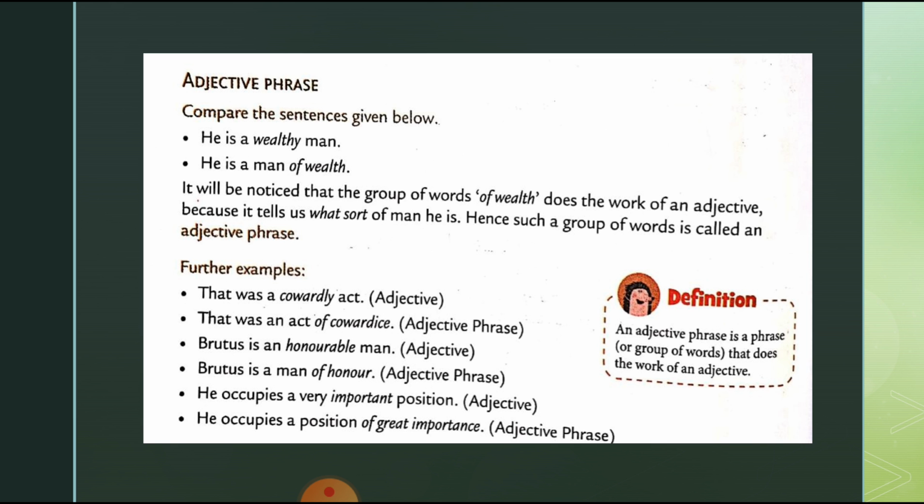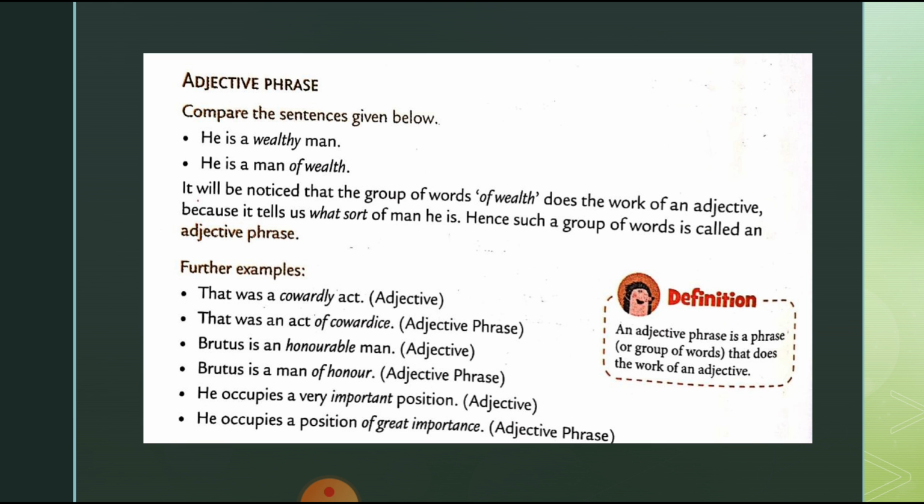It will be noticed that the group of words "of wealth" does the work of an adjective. Why? Because it tells what sort of man he is. He is a man of wealth, and hence such a group of words is called an adjective phrase. When we ask the question, what sort of man is he, we come to know that he is a man of wealth.